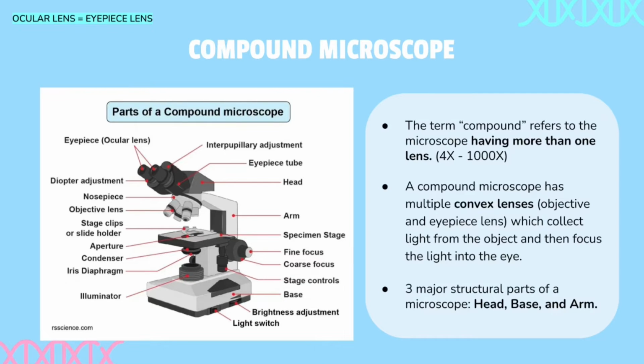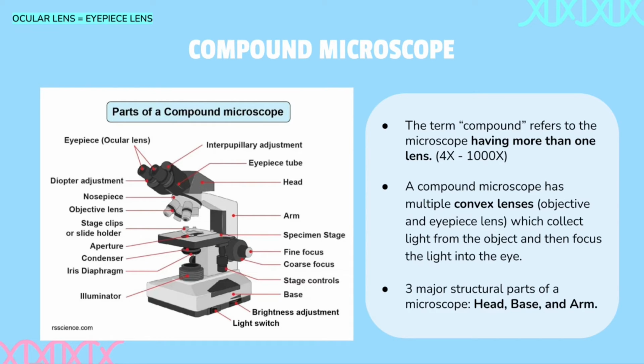Next, you will be introduced to the compound microscope. The term compound refers to the microscope having more than one lens. Basically, a compound microscope generates magnified images through an aligned pair of the objective lens and the ocular lens, which collect light from the object and then focus the light into the eye.